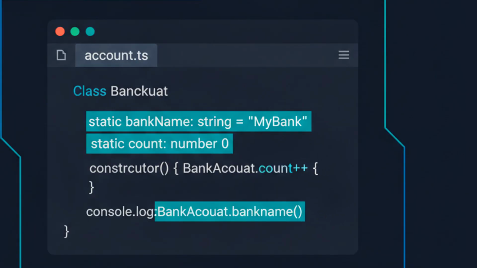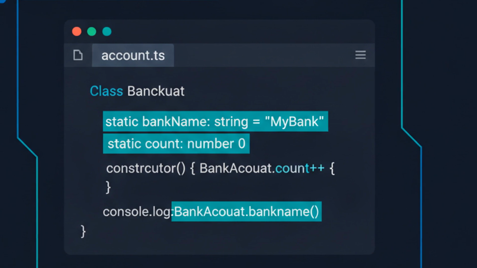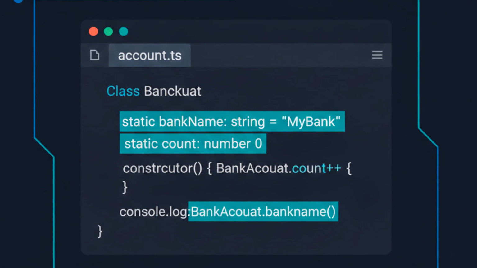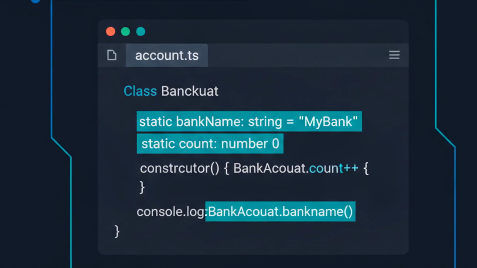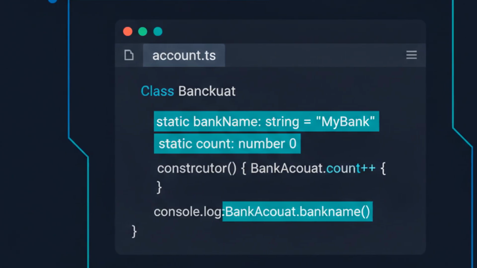Most properties belong to each instance, but sometimes a value belongs to the class as a whole, not to any single object. That's a static member. Here, the bank name is the same for every account, so we make it static. You access it on the class itself, not on an instance. Static is also great for counters and helper methods shared across all objects.